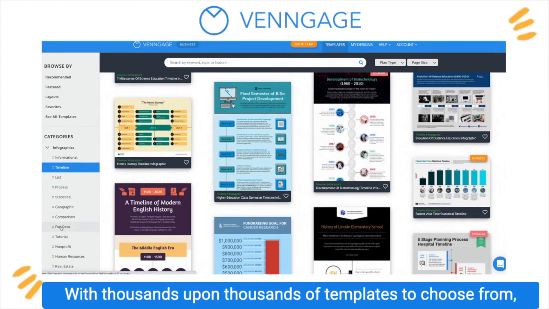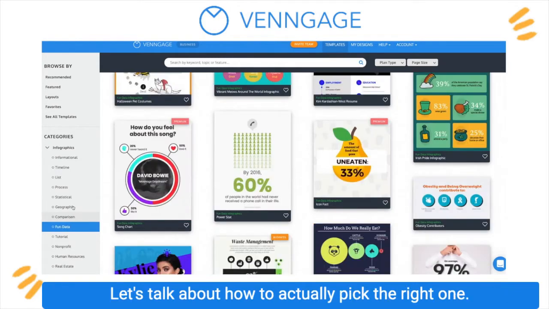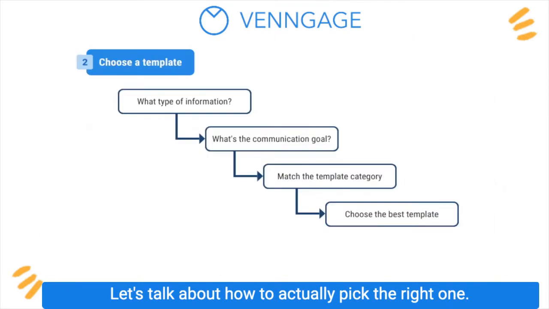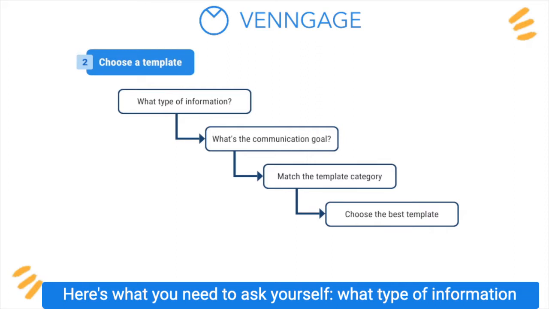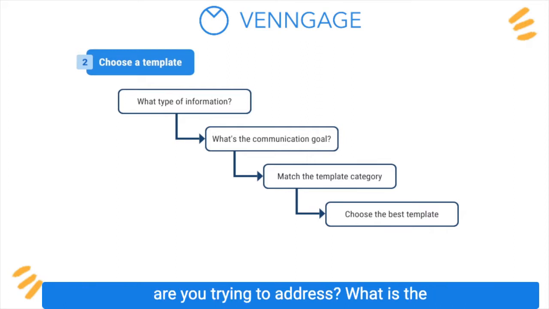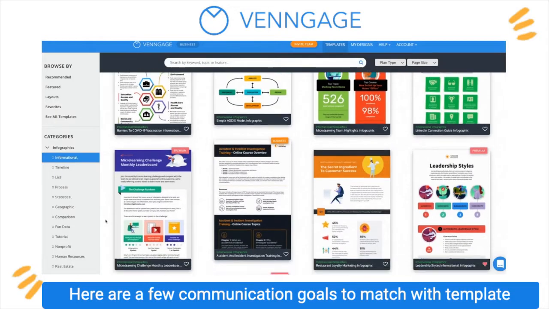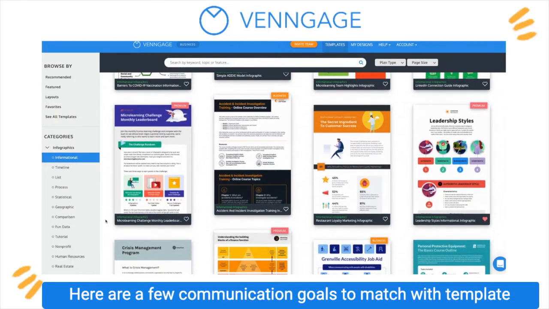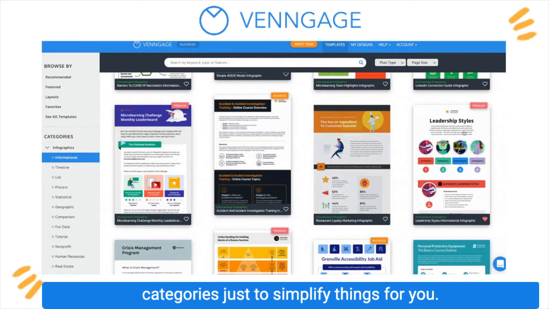With thousands upon thousands of templates to choose from, let's talk about how to actually pick the right one. Here's what you need to ask yourself. What type of information are you trying to address? What is the main goal you are trying to capture and visualize? Here are a few communication goals to match with template categories, just to simplify things for you.